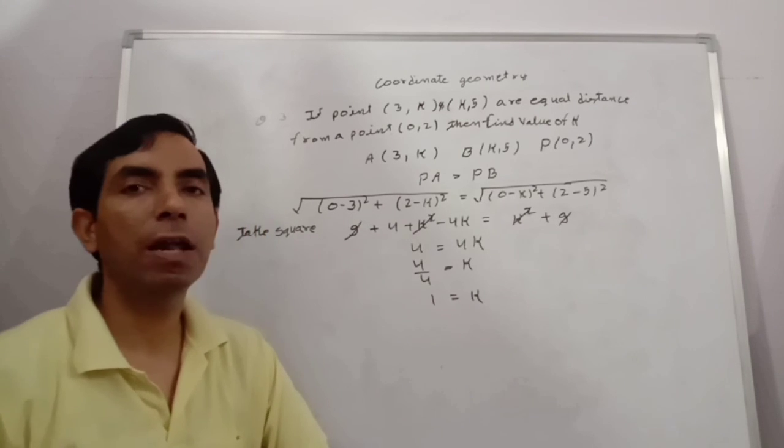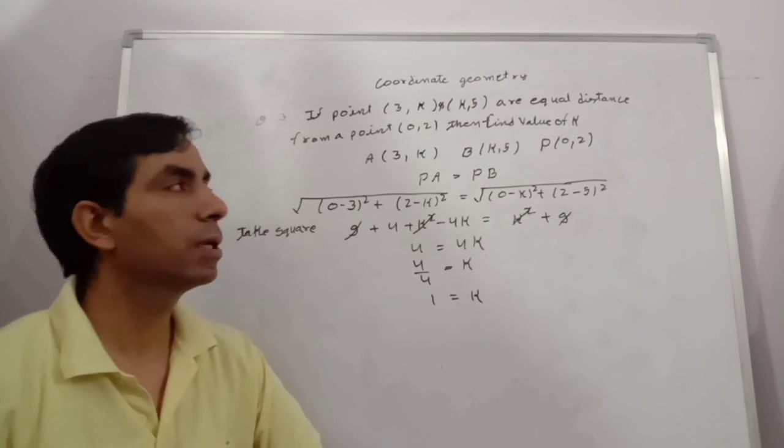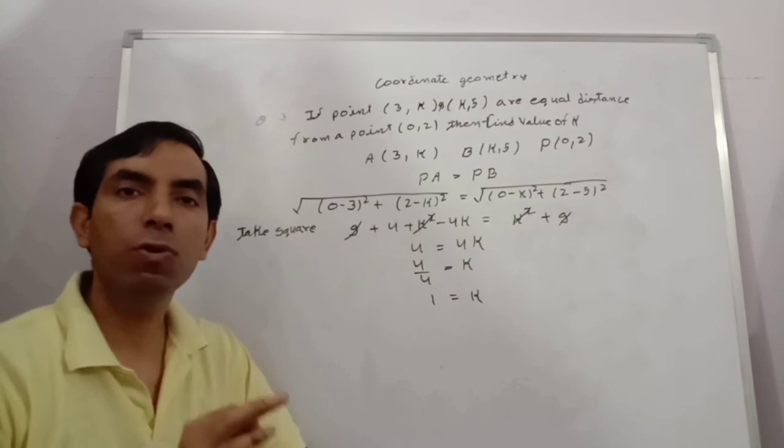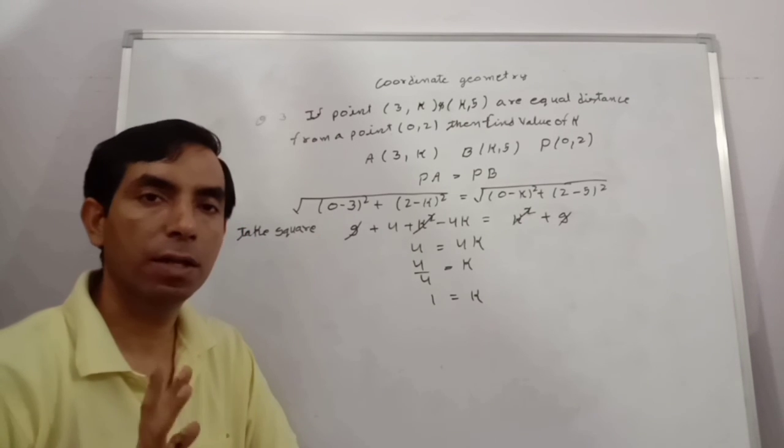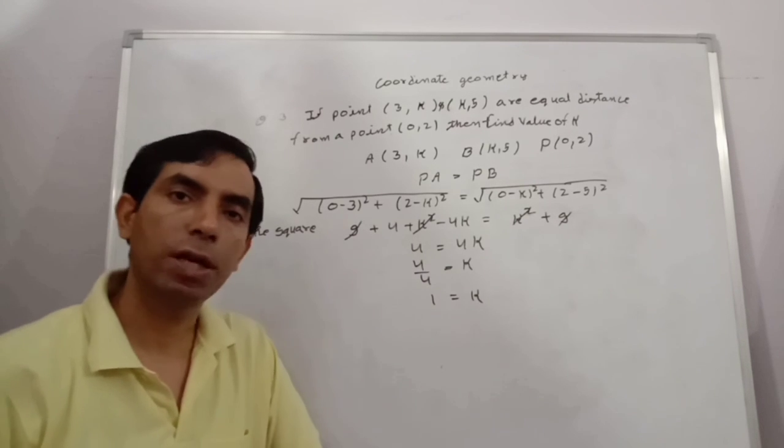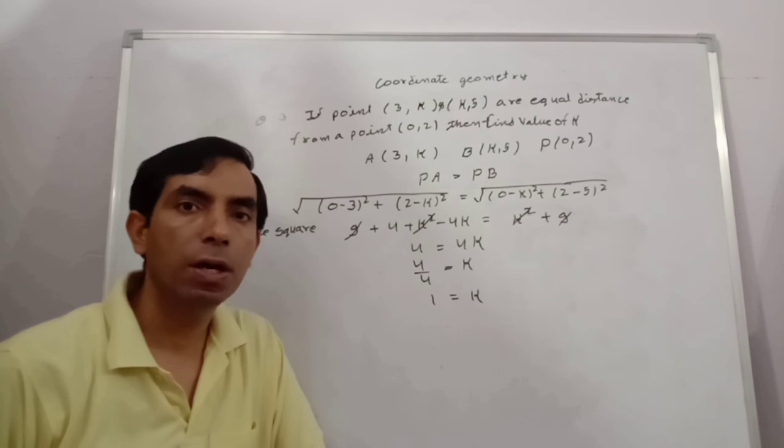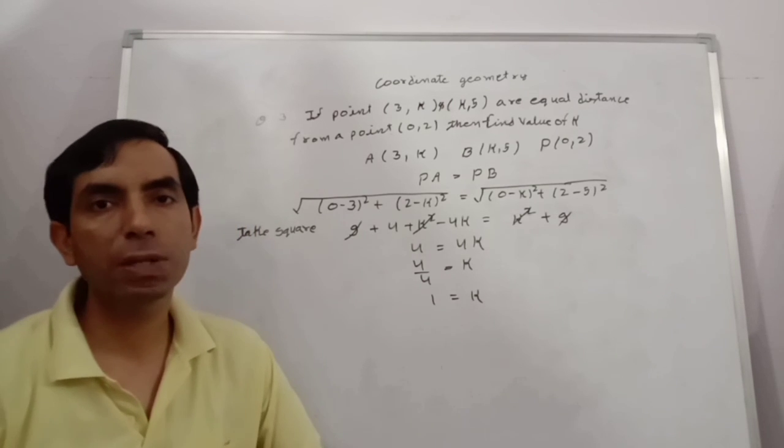Sometimes the value of the alphabet is more than one, but here the value of k is only 1.